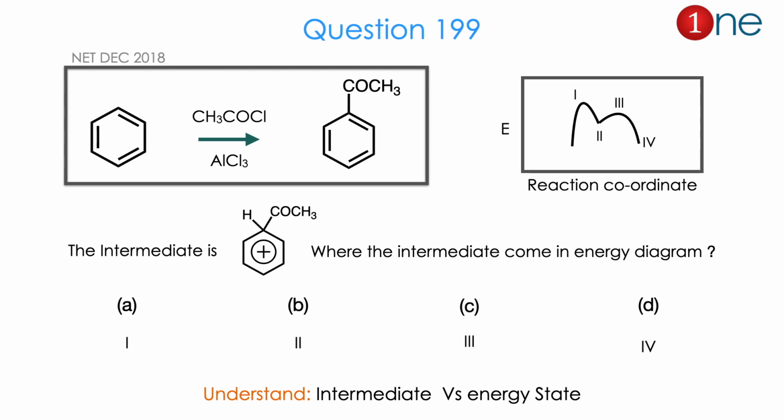In the diagram you have two high energy centers, 1 and 3, and two low energy centers, 2 and 4. So you have to find where the intermediate will come here. They have given the 4 choices as per the 4 energy profiles. So you have to understand energy versus reaction coordinate. So from the question and the possible 4 energy states, you might realize the question is really about intermediate versus energy state. The answer is B. Let us see how.